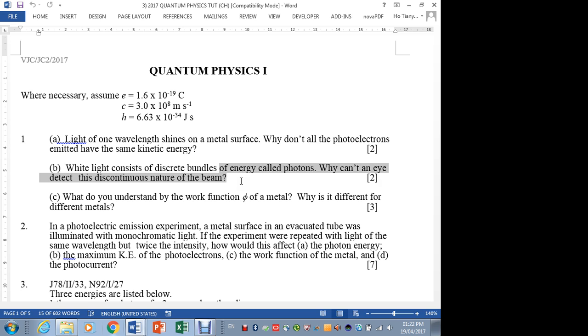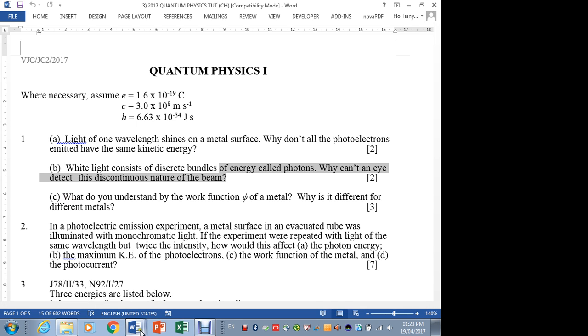You can process the ping pong speed at 35 frames per second. Wow, your angle, you're not scared. How it spins, you can process that. Quite amazing. Okay. Next, what do you understand by the work function of a metal?